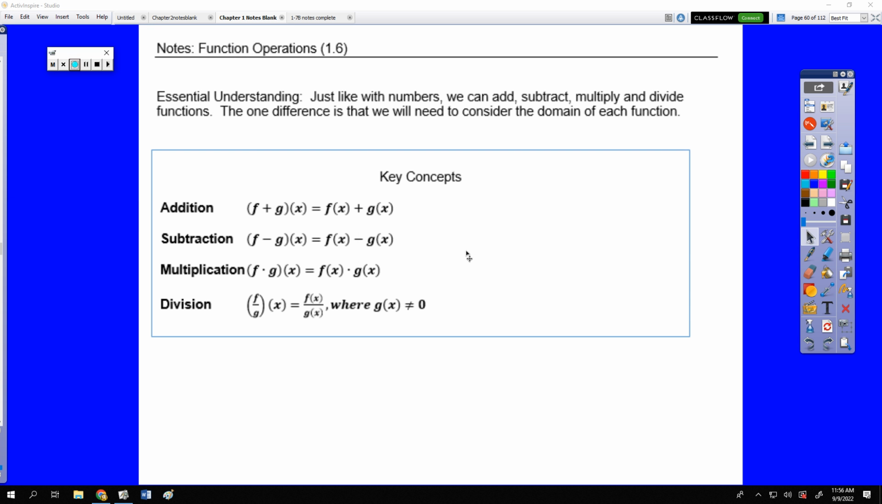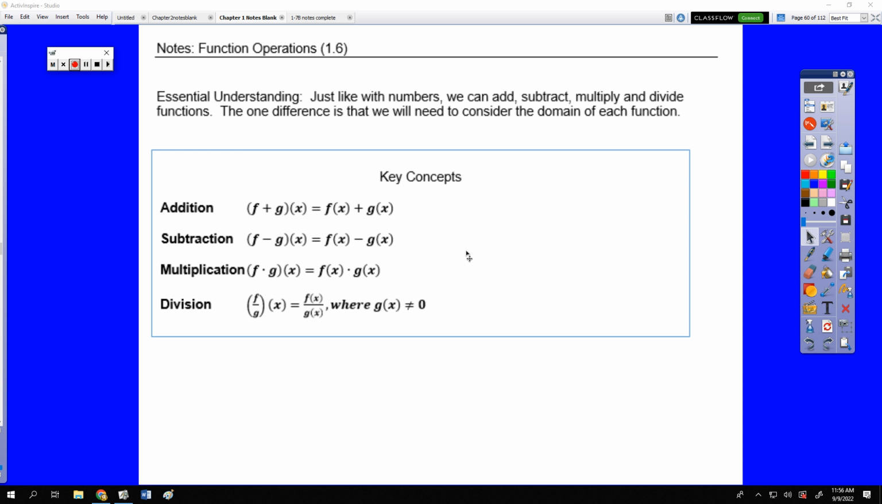Welcome to the video lesson for Chapter 1, Section 6. This is the Part A notes, so the first piece of the notes for Section 1-6, which is entitled Function Operations and covers function operations and composition. So keep in mind that just like with numbers, we can add, subtract, multiply, and divide functions.